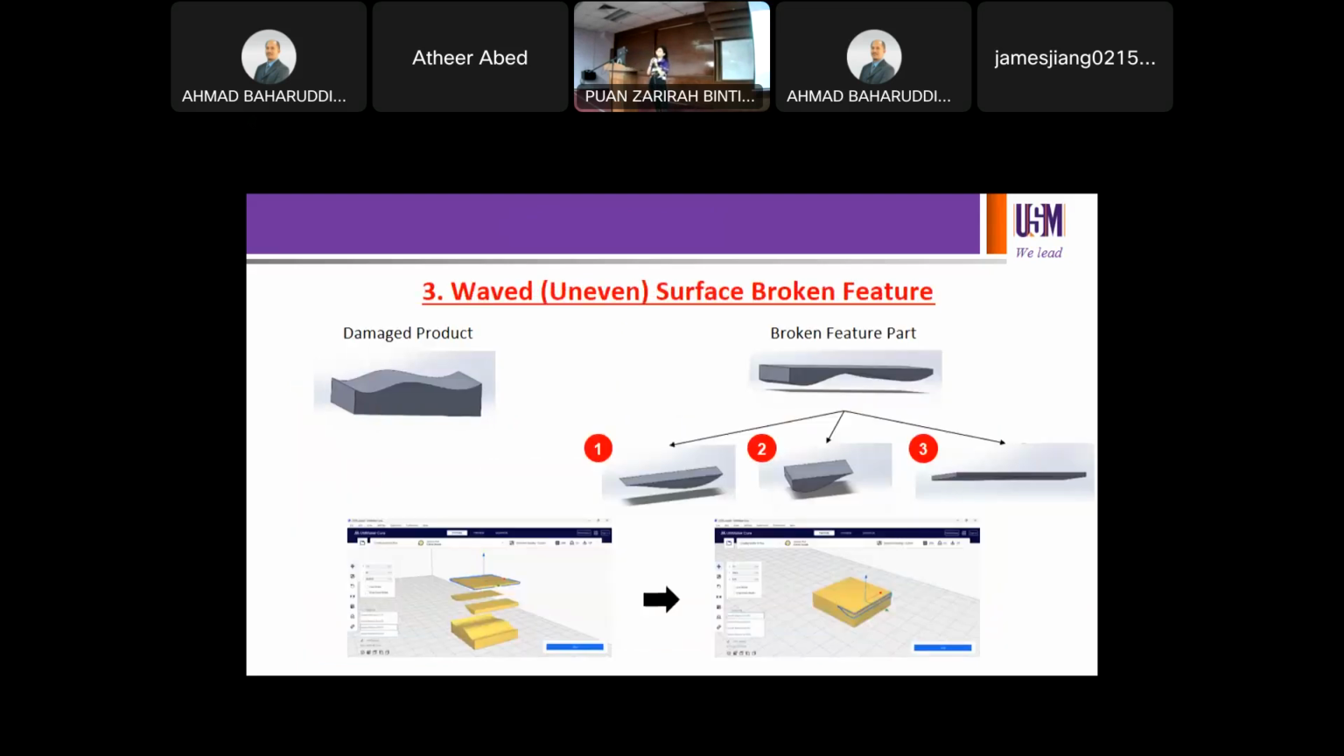So if the damaged product is very uneven, with a very complex pattern, then I think first we can try the same concept as this, just separate the problem feature part. If not, I think we can include a 3D scanner to scan the damaged product, and we also get to know the design of the original product. After that, we can directly use SolidWorks to draw the problem feature part first, then separate it, generate the G-code and print it.